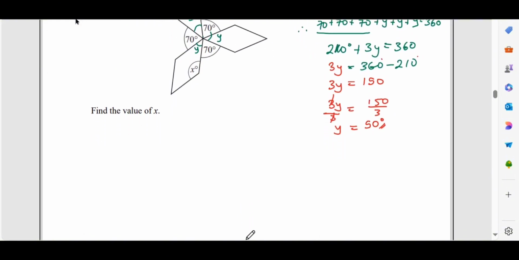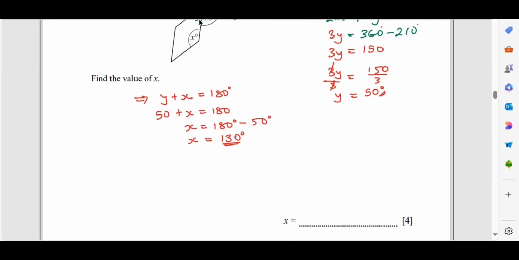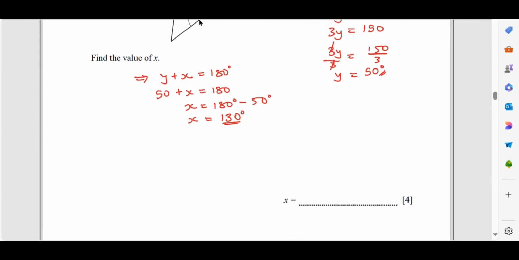If you remember properties of a rhombus, the two adjacent angles add up to 180 degrees. So what does that mean? If the two adjacent angles equal 180 degrees, therefore, we can imply that y plus x is equal to 180 degrees. So with that, we know the value of y, which is 50, plus x equals 180 degrees. So we can say that x equals 180 degrees minus 50 degrees. So that will give us that x equals 130 degrees. So that is our final answer. So we'll go to the space provided and write our answer.